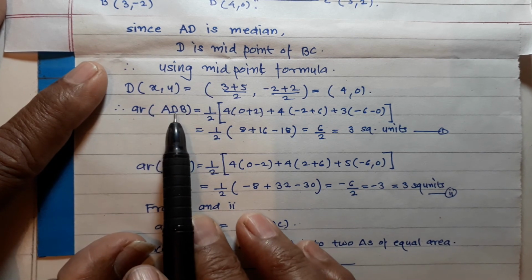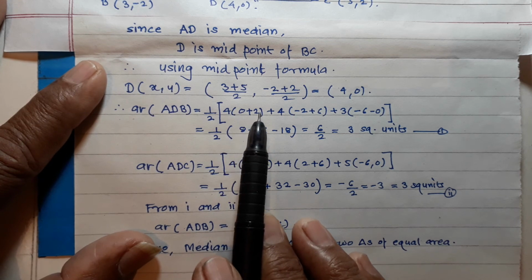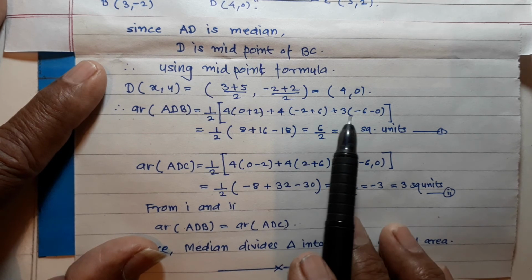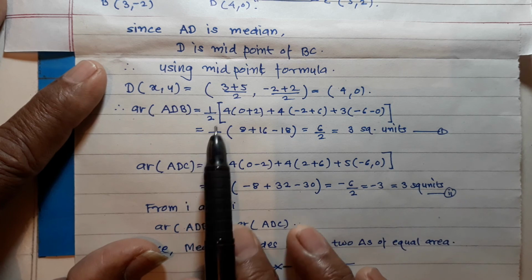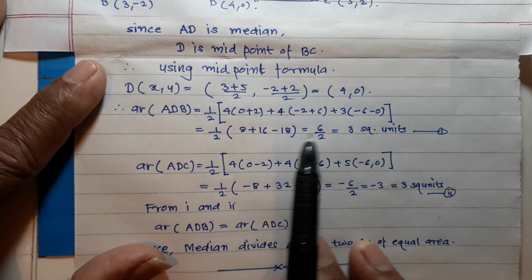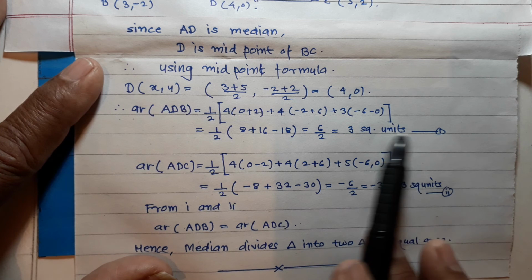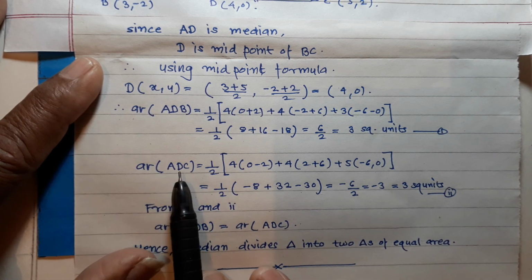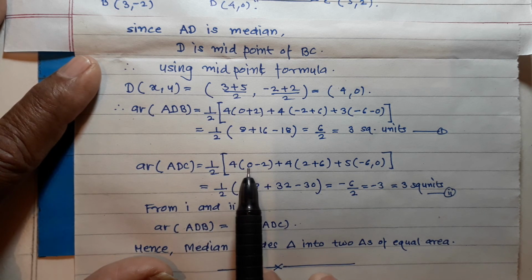Okay. Now area of triangle ADB is equal to 1 upon 2 [4 into bracket 0 + 2, plus 4 into bracket -2 + 6, plus 3 into bracket -6 - 0]. So it is equal to 1 upon 2 into bracket 8 + 16 - 18, which is 6 upon 2, giving you 3 square units. Statement number 1.